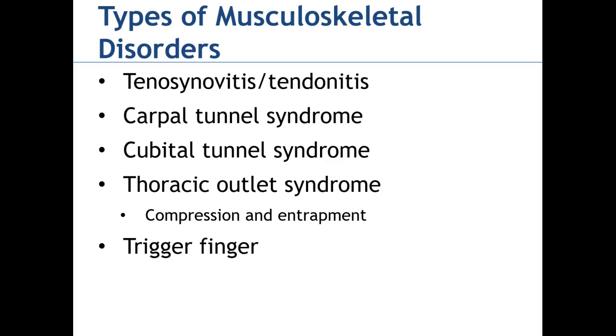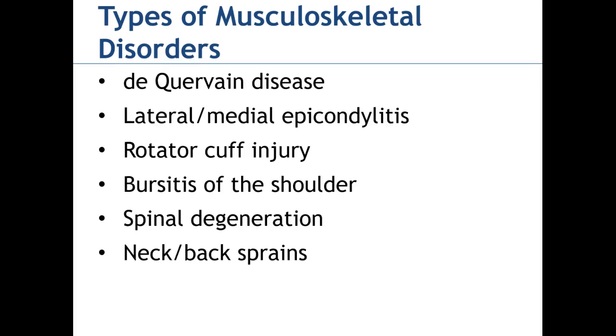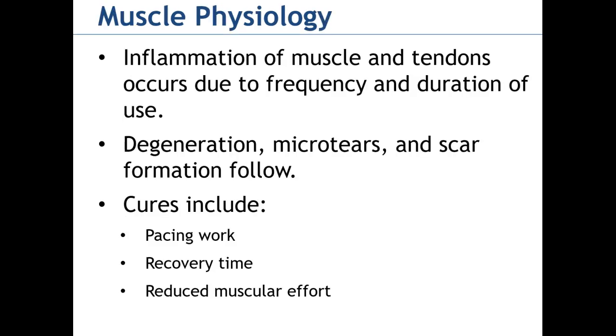The types of musculoskeletal disorders include tenosynovitis, tendonitis, carpal tunnel syndrome, cubital tunnel syndrome, thoracic outlet syndrome, and trigger finger. They also include de Quervain disease, lateral and medial epicondylitis, rotator cuff injury, bursitis of the shoulder, spinal degeneration, and neck and back strains. So we're going to touch on each of these. Most of them we're very familiar with. There may be a few new things that we talk about.